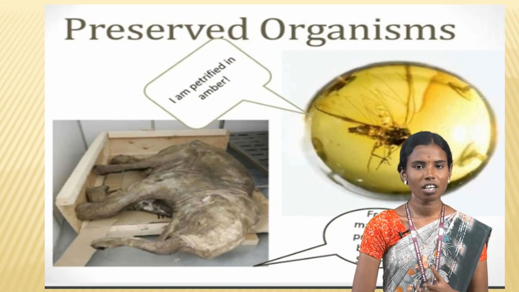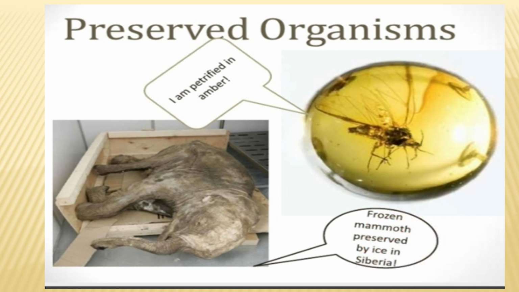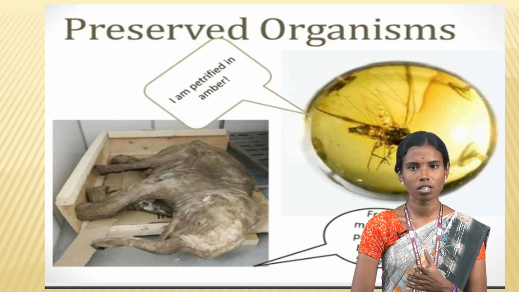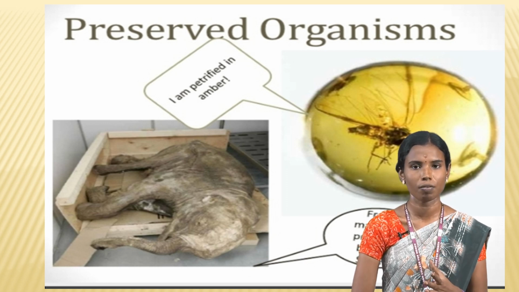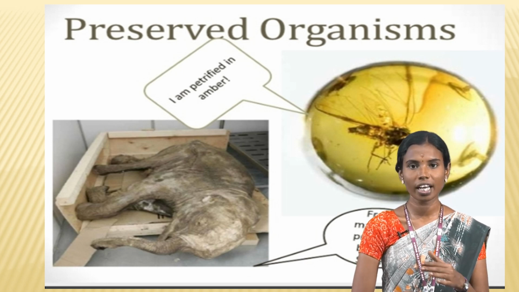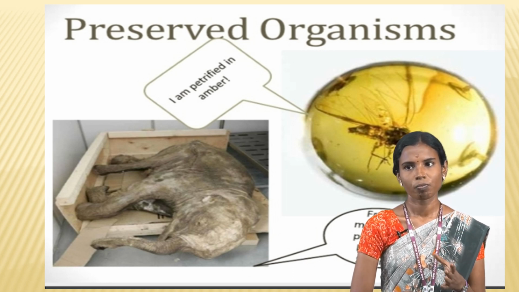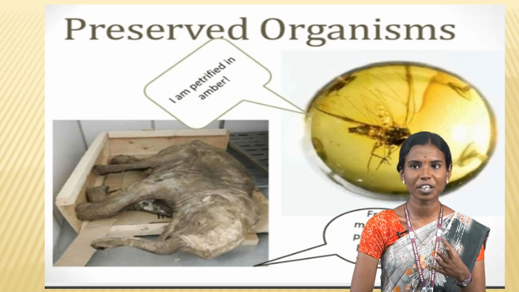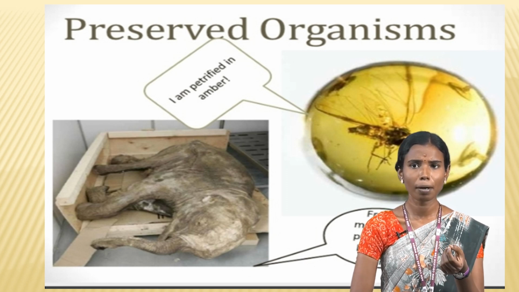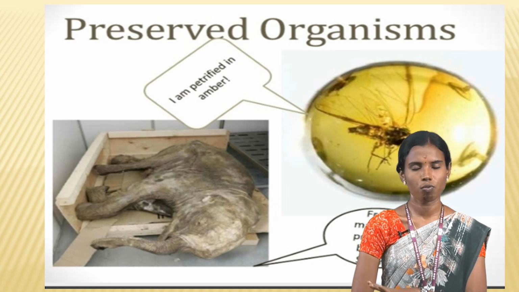So this is the picture of fossilized remains. In the first picture you can see a frozen mammoth. In this fossil the entire body is preserved. This is because this organism was buried in ice. So ice preserves the entire organism including the skin and the skeleton. In the second picture you can see petrified insects preserved in the resin called amber. These are examples of fossils.